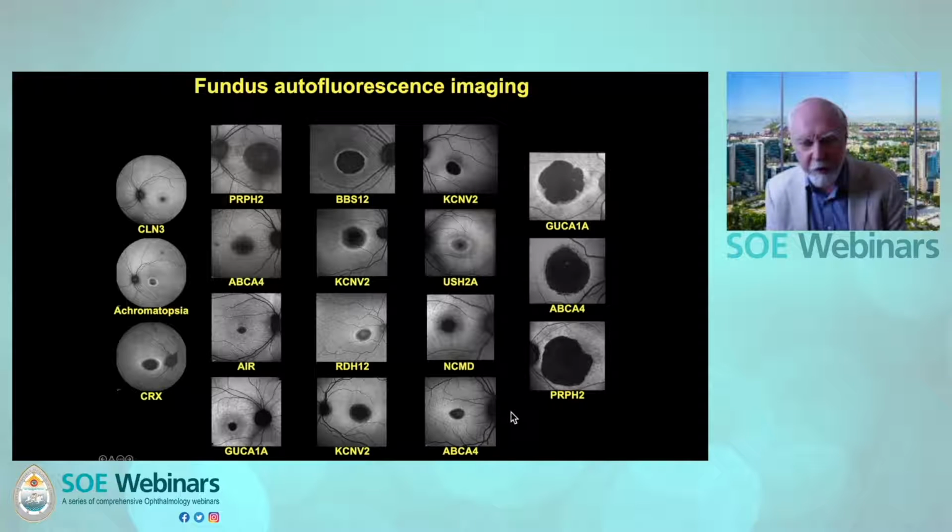What's important also is that most of these disorders are associated with generalized ERG abnormalities and generalized retinal dysfunction, and yet their autofluorescence abnormalities are localized at central retina.